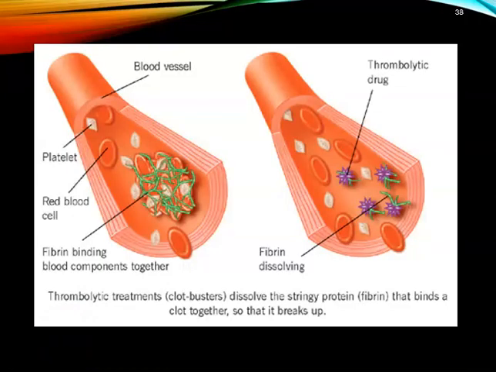Speaking of thrombolytics, the thrombolytic that we would be using would be TPA, which is tissue plasminogen activator. We're going to use that to treat an ischemic stroke, and it's going to dissolve the fibrin that binds the clot together. So it's going to be breaking up that clot and restoring blood flow to that area.